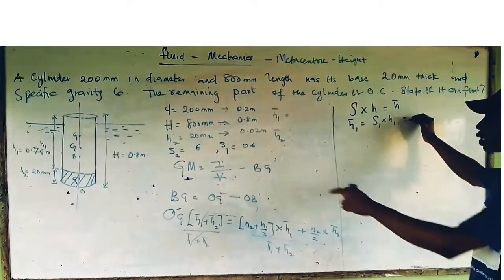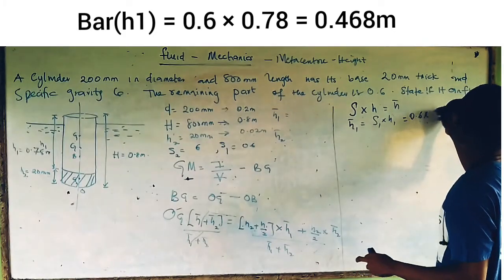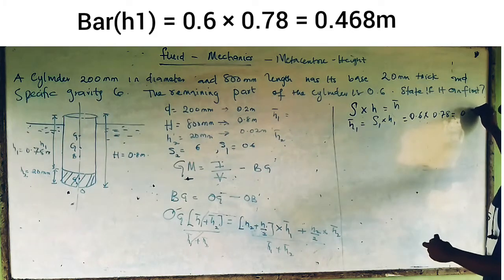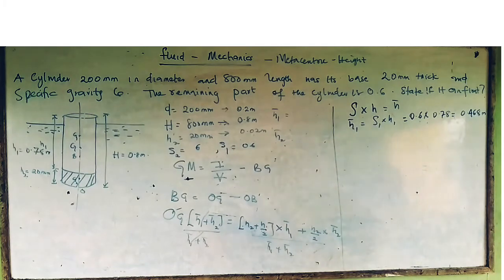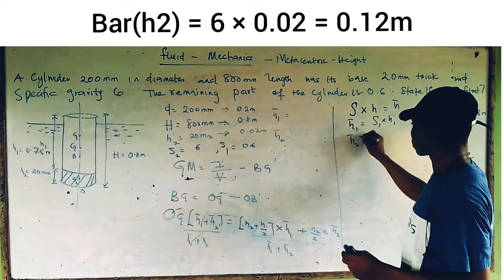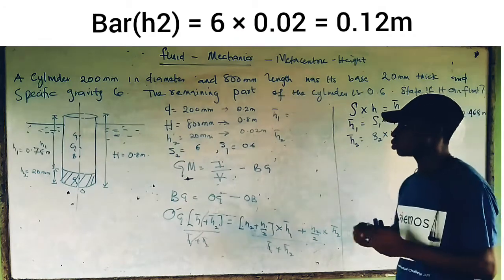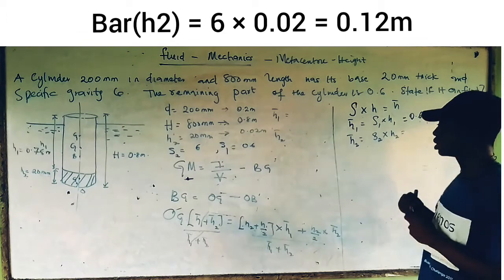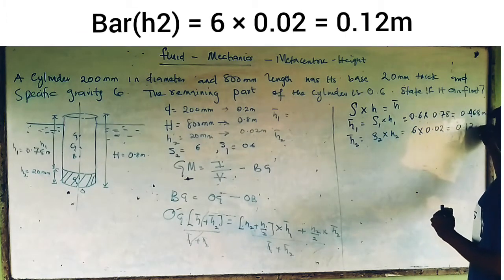So we have S1, which is 0.6, times 0.78, which gives me 0.468 meters. So I'm going to be looking for the depth of immersion of the bottom cylinder, which is S2 times H2. Specific gravity S2 of the bottom cylinder, which is 6, times the height of the bottom cylinder, which is 0.02. We have 6 times 0.02, which gives me 0.12 meters.